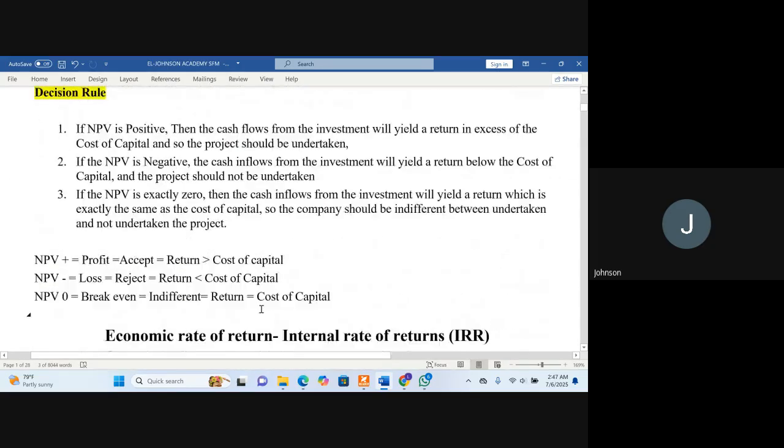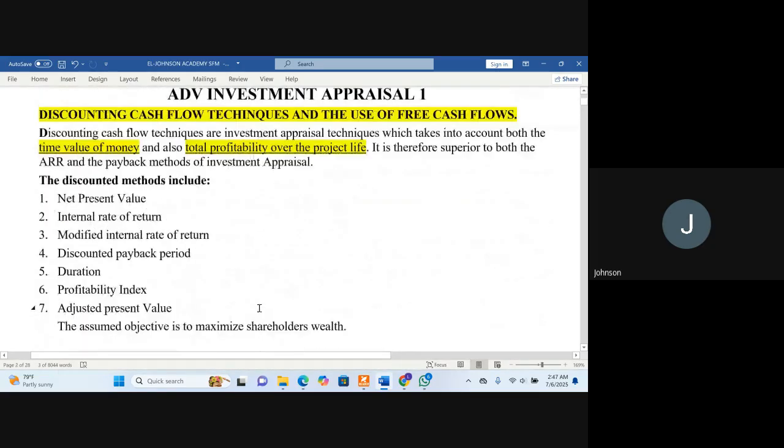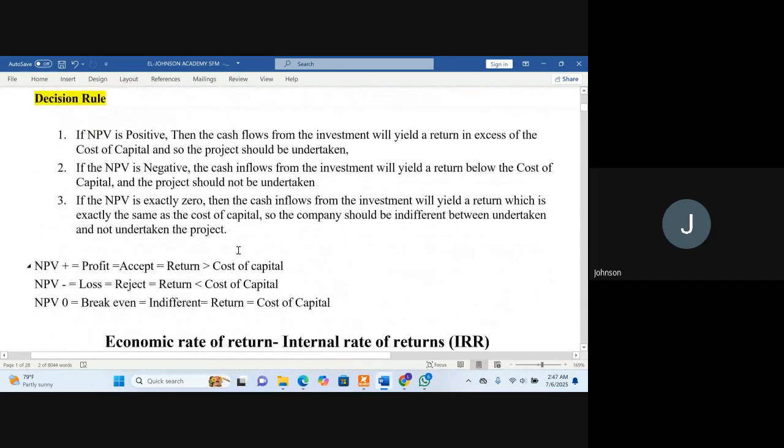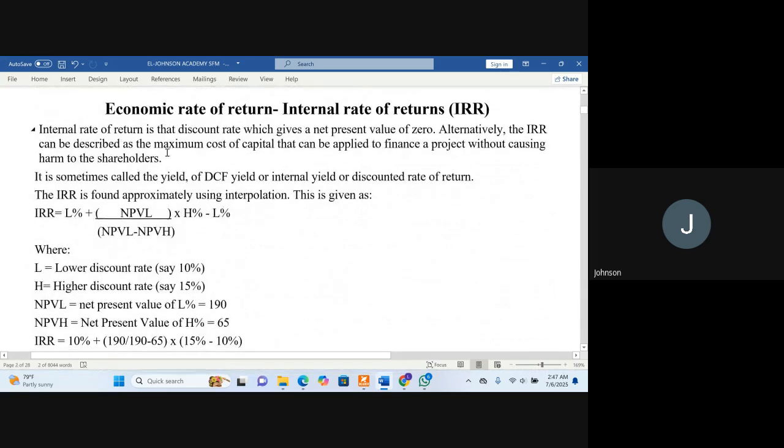Okay, so let's continue. Let's quickly look at others. We have done NPV. We have done the introduction to NPV. So let's go and look at internal rate of returns quickly. They call it economic rate of returns or internal rate of return. Internal rate of return is that discount rate which gives a net present value of zero, just like I've explained before.